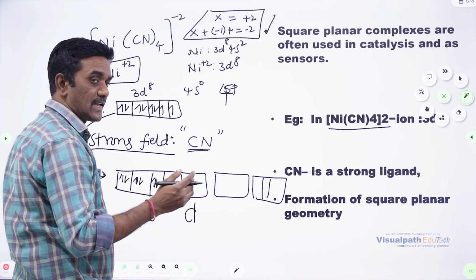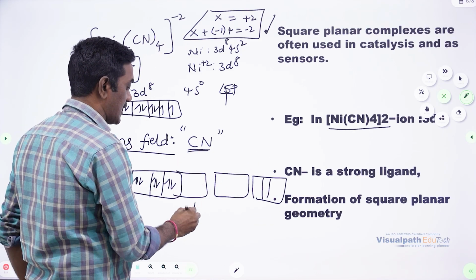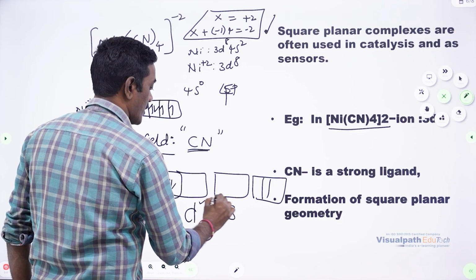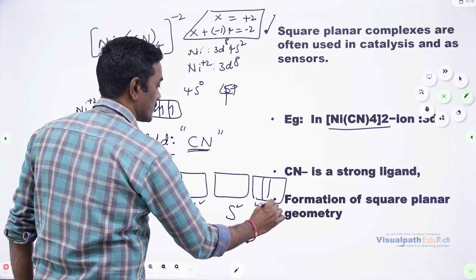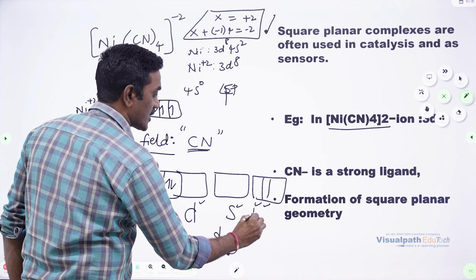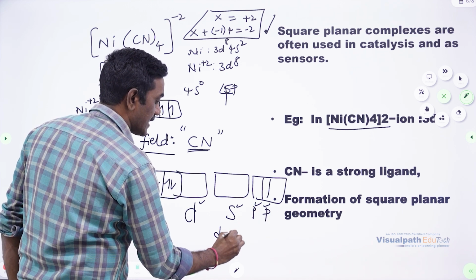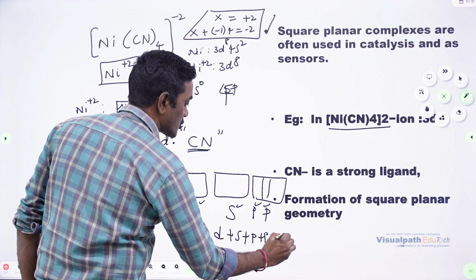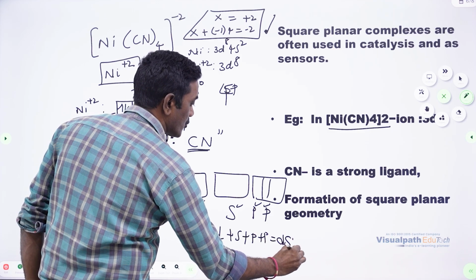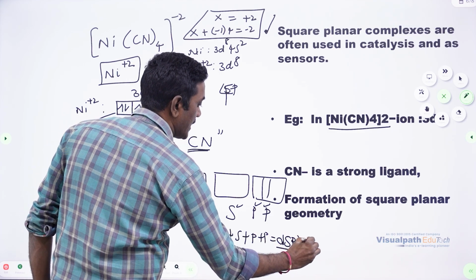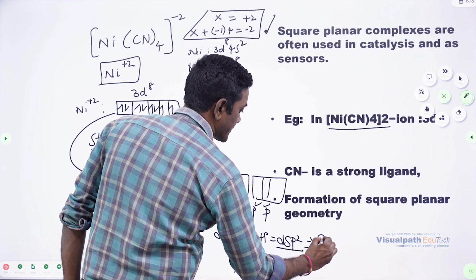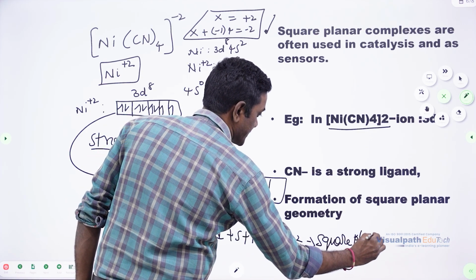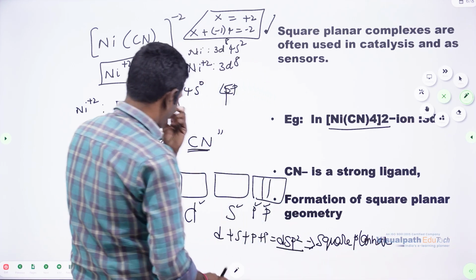The ligand electrons will enter this d orbital, then s, and p2. So the overall configuration is going to be d, s, p plus p. Overall hybridization is going to be dsp2. dsp2 means it is going to be a square planar complex. So the splitting we have already discussed.